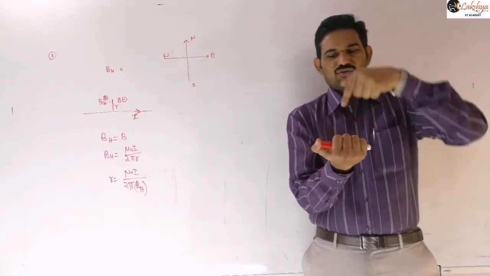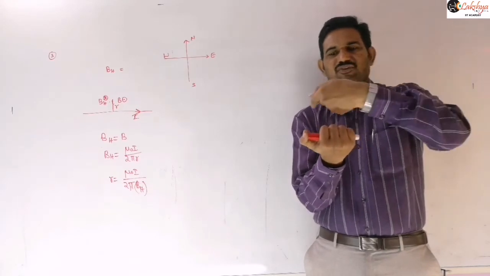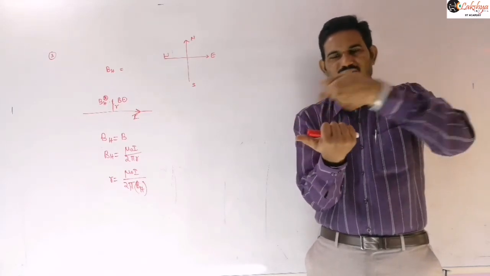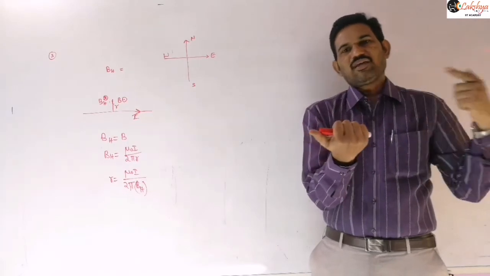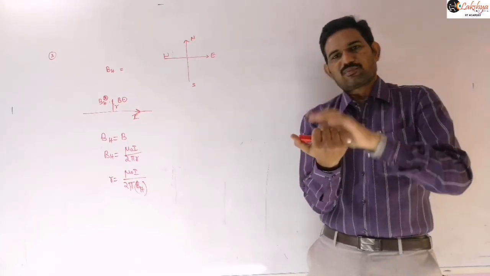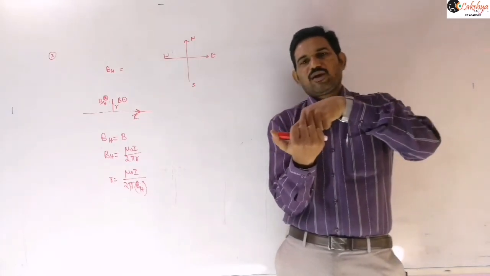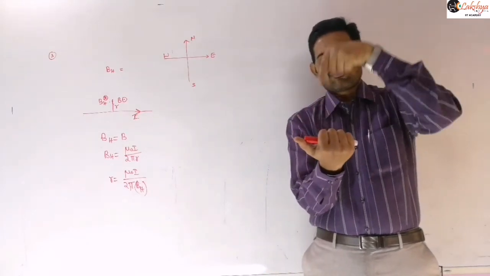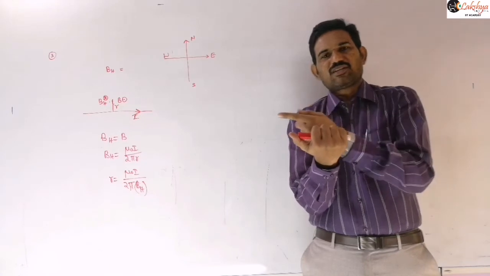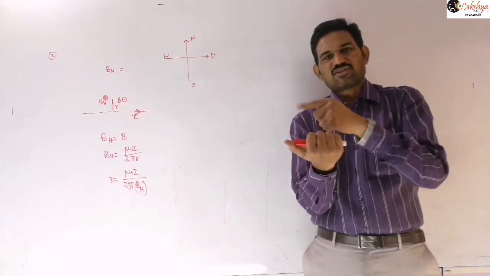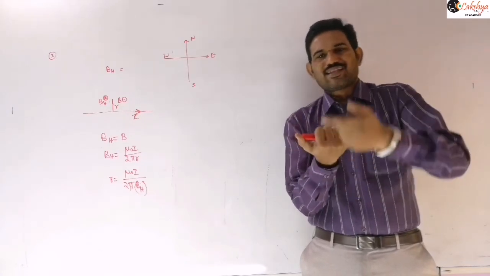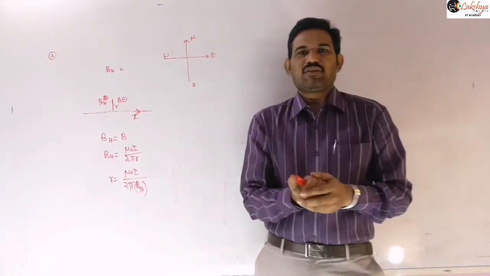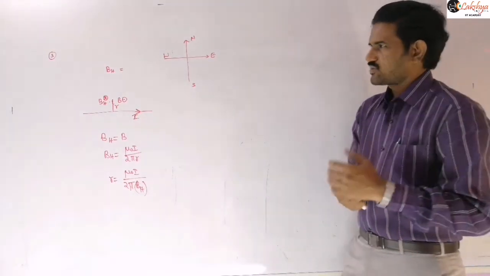Is it clear? If you are taking a point above, the magnetic field produced by this conductor will be towards east, but our BH will be towards north. East and north are perpendicular to each other. If you are taking a point on the east side, the magnetic field due to this wire will be vertically downwards, and our BH will be towards north. So they are perpendicular, vertical and horizontal. Like that, anywhere you consider, they will be perpendicular to each other. So mention that point also.